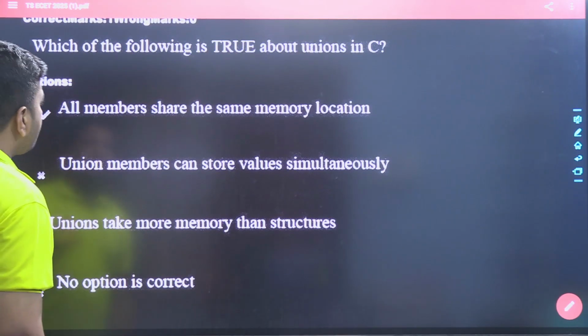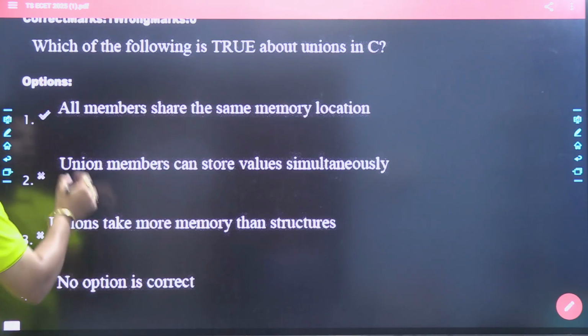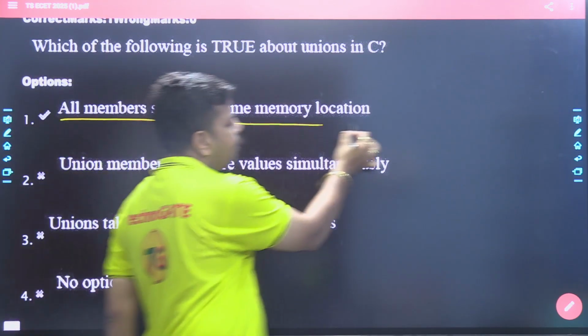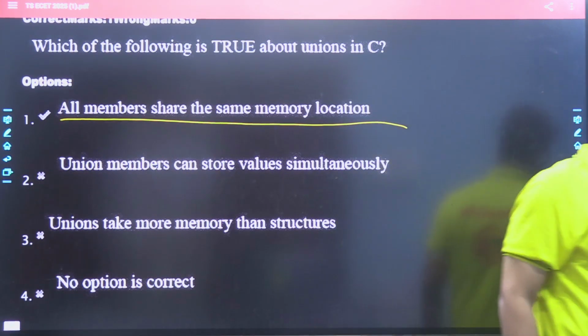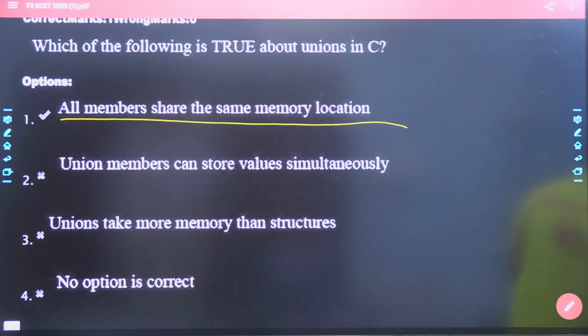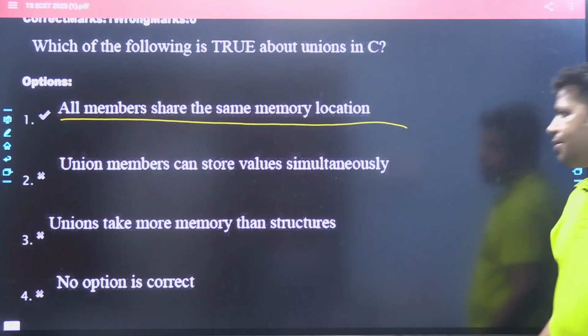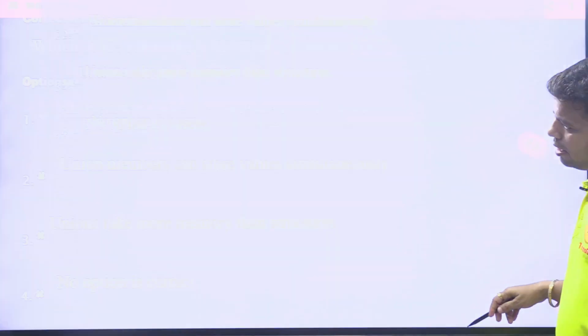Which of the following is true about a union in C? All members share the same memory location. That statement is absolutely correct. They are going to share the same address, the same memory location.